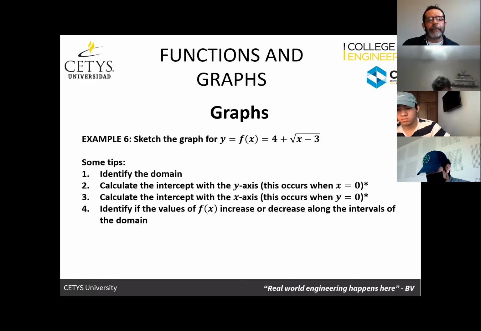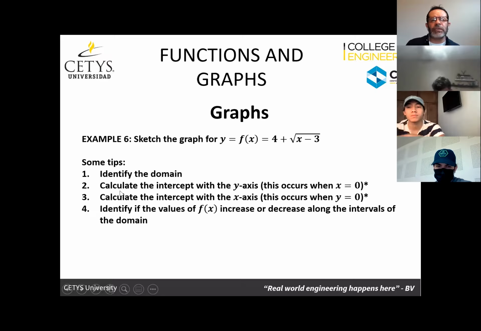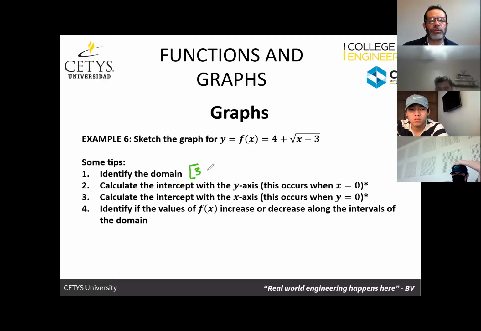Okay. Now let's look at this. This is the same function we had already done before. We had already identified this one. And we want to sketch the graph for this one. Some of the things we had already identified here: the domain, we had already seen it. It was from 3 to infinity.